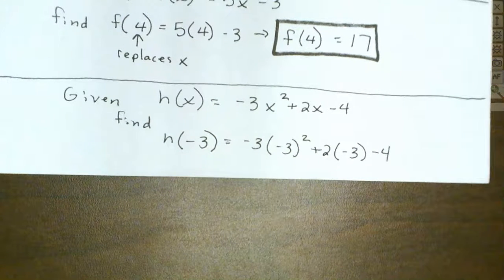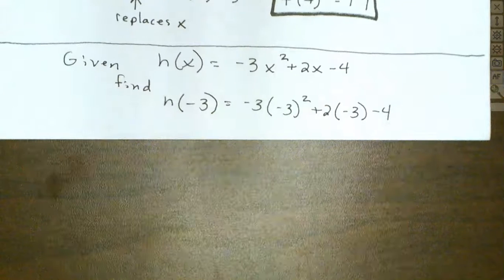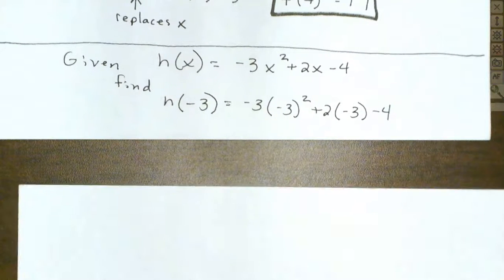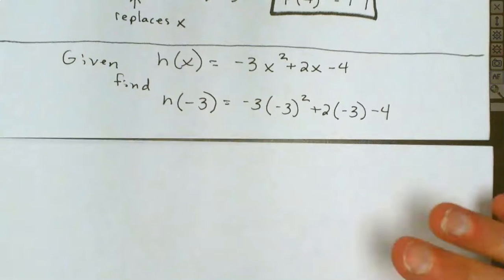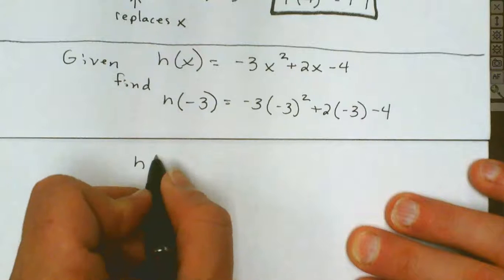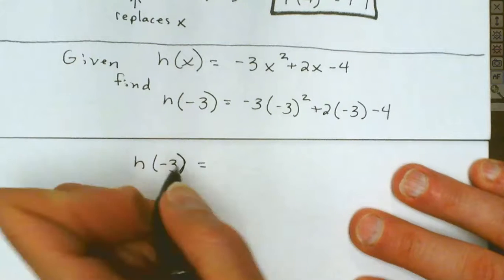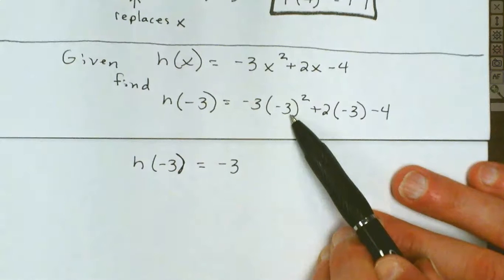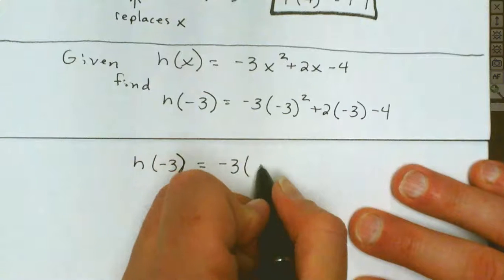So we replaced that x now with what? We replaced that x with a negative 3. Watch your order of operations and be careful when you evaluate this one. So h of negative 3. Well, first thing we're going to do is negative 3 squared. What's negative 3 squared? Negative 3 squared is a positive 9.